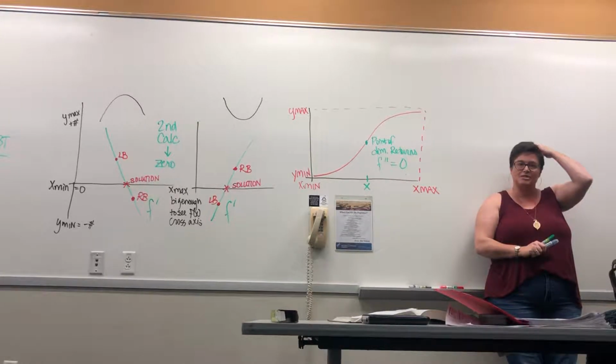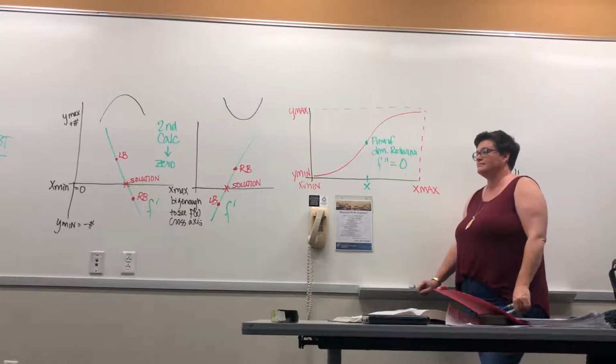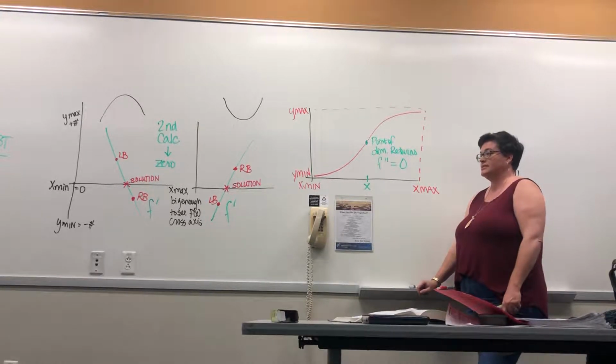So, chapter 10, the point of diminishing returns. You find it by setting the double derivative to 0. Period. That's it.